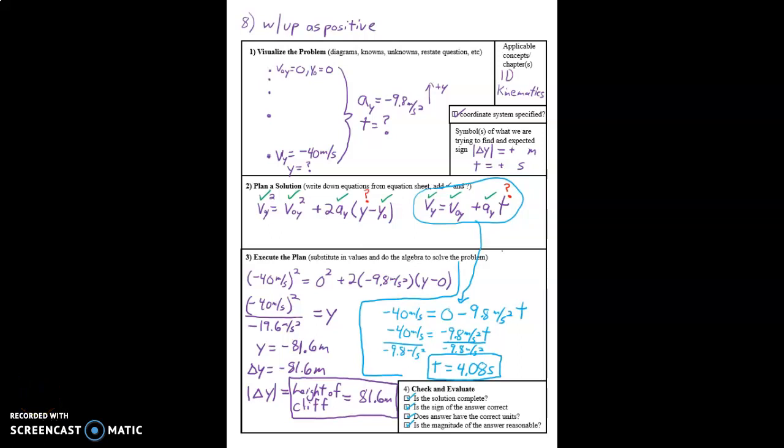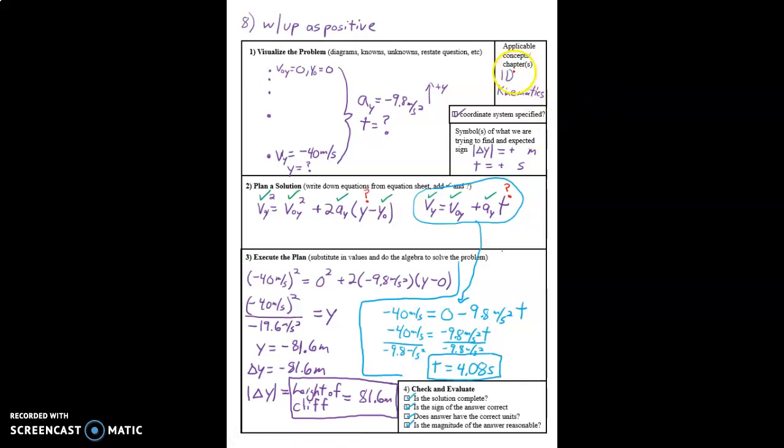Okay, this video is a little bit different because I've already done the solution and you can see it here on the screen. I'm going to go through the solution two different ways, one with up as positive and one with down as positive. Both are equally good ways to solve the problem. The problem, as you saw in your packet, is a ball is dropped off a cliff and is traveling 40 meters per second just before it hits the ground. How tall is the cliff and how long did it take for the ball to reach the ground?